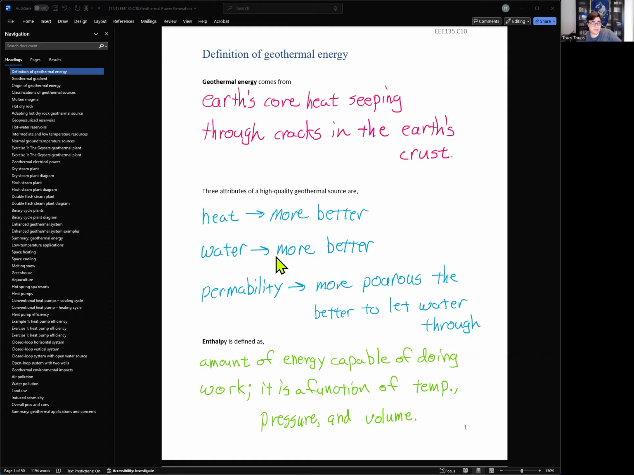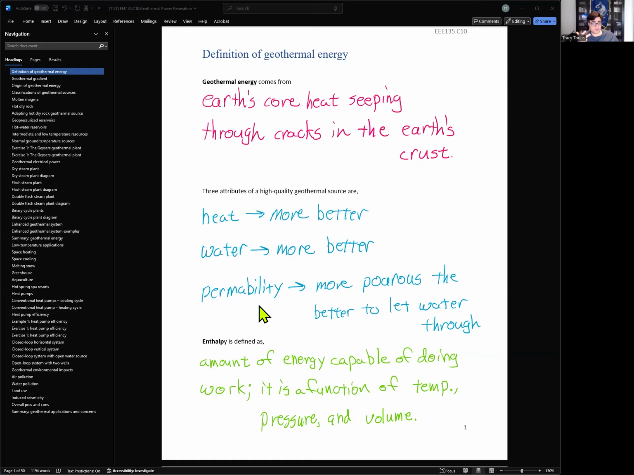A third one is permeability. Basically, permeability means how many little holes and cracks there are in the rock to let the water flow. If it's solid rock with no way for the water to flow, we can't extract the energy. So it needs to be more porous. So rocks are kind of broken up, you got little cracks in them, or it's loose rocks everywhere. You just want the water to flow through. The better the water can flow with less restrictions, the easier it is for us to harness energy out. Okay, so heat, water, permeability are the three major things needed to have a high quality geothermal source to start producing electric energy.